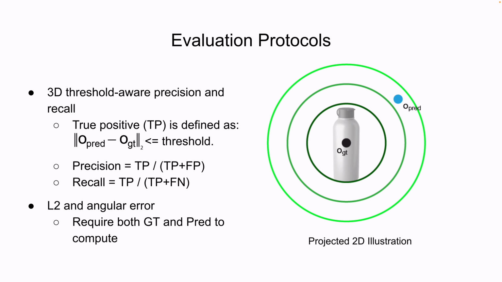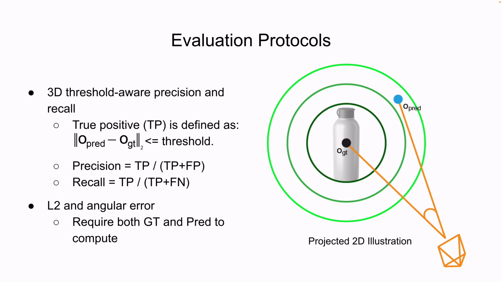In this slide, we present the evaluation protocols before showing the experimental results. The first evaluation protocol is the 3D threshold-aware precision and recall. As illustrated in the figure on the right, a true positive is counted when the distance between the prediction and ground truth is smaller or equal to the threshold. The final precision is computed as true positives divided by all positive predictions. Recall is defined as true positives over true positives plus false negatives.